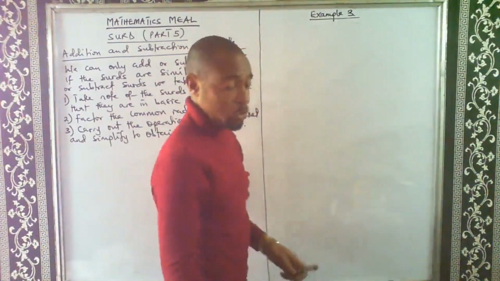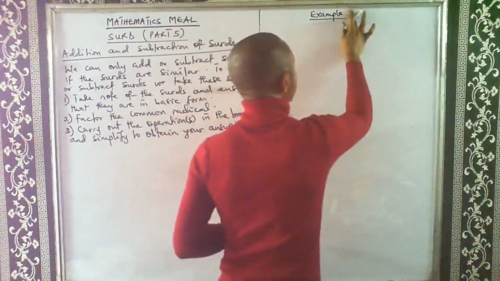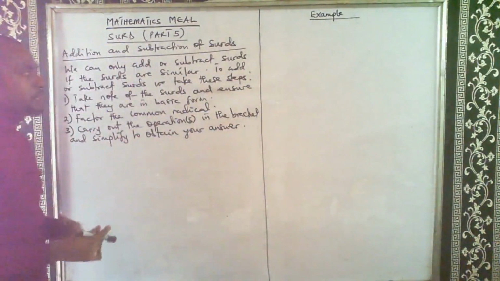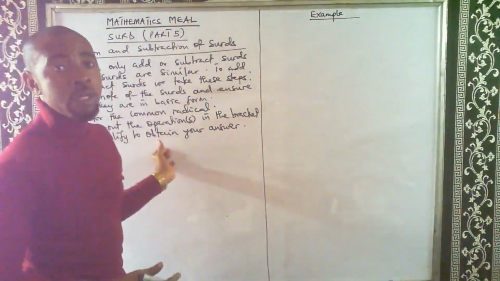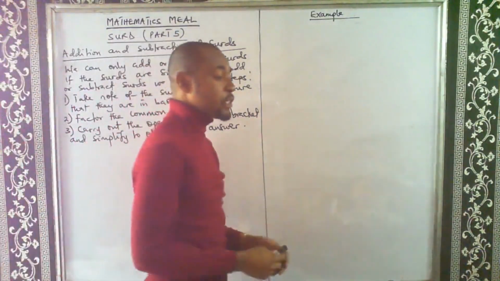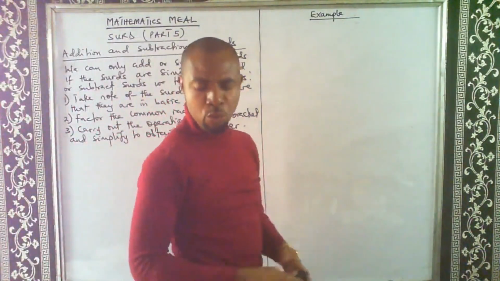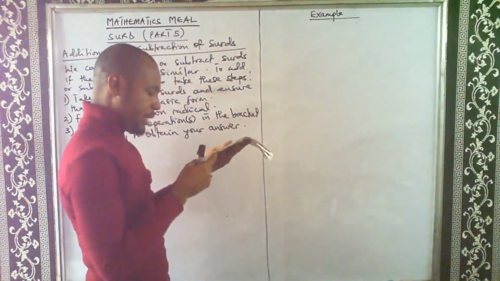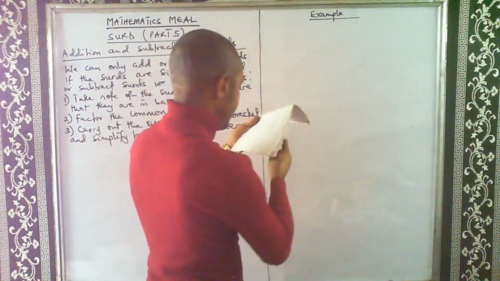Let's take the fourth one. So these principles are now clear, these 3 steps. So even if the steps are not here, whenever you see addition and subtraction of surds, you know what to do. But let's now move it further and see something here.